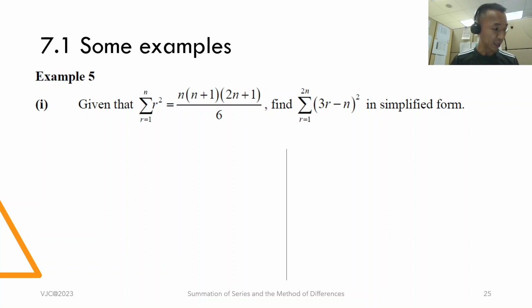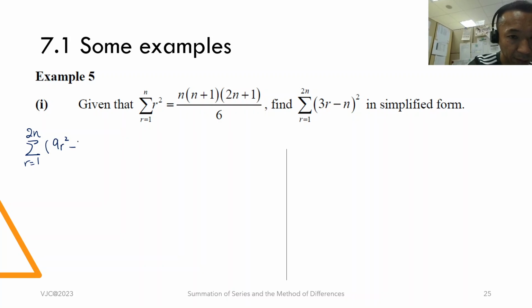You still have the same result, summation of r squared is this. Find this in simplified form. You realize that this expression looks a little bit more complicated. Let us try. First thing I will do, I will expand it out.